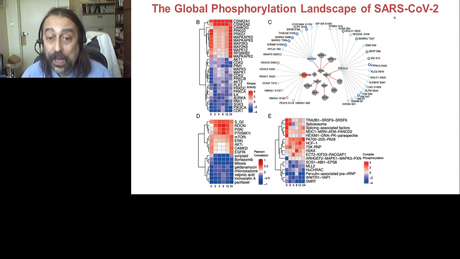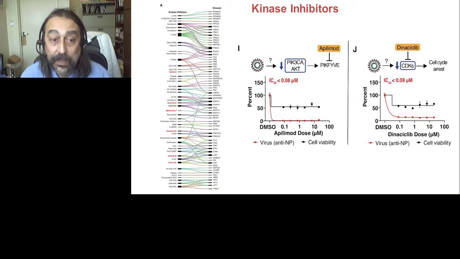And now what we are going to target are these predicted kinases that are predicted to phosphorylate host proteins that become phosphorylated in viral infection. We're going to target these host kinases with some known inhibitors. Okay, so here are some known inhibitors of some of the kinases that we identified that have been activated during viral infection. And this one example, apilimod, is an inhibitor of this kinase PIKfyve and has a very good level of inhibition of viral replication.